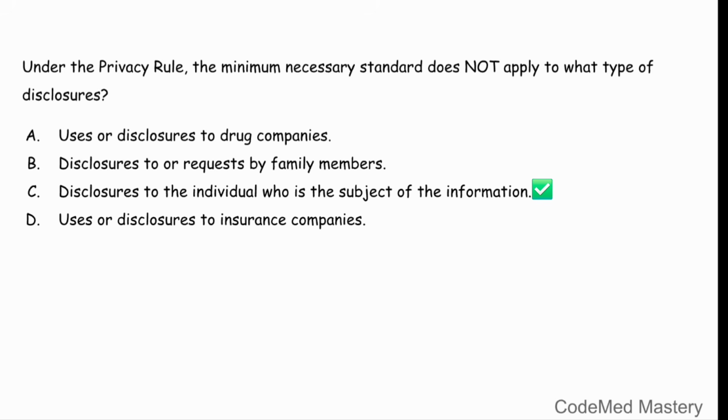Individuals have the right to access their health records and covered entities must provide the full information requested, not just a limited portion. The other options, drug companies, family members and insurance companies, are generally subject to the minimum necessary rule unless another exception applies. So the right answer for this question is option C.